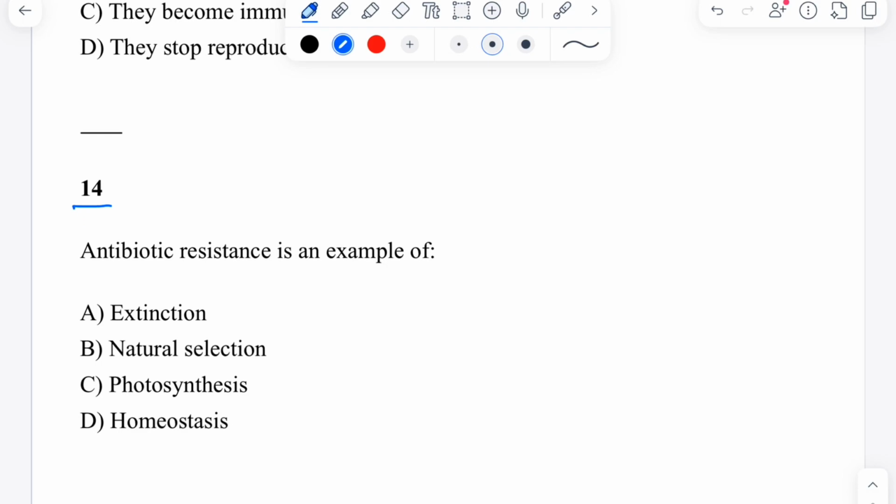Number 14. Antibiotic resistance is an example of A. Extinction, B. Natural selection, C. Photosynthesis, D. Hemostasis. So, it's easy, B. Natural selection. For what? Antibiotic resistance develops through natural selection. Bacteria with resistant genes survive treatment and multiply.